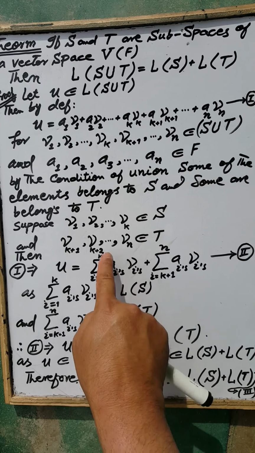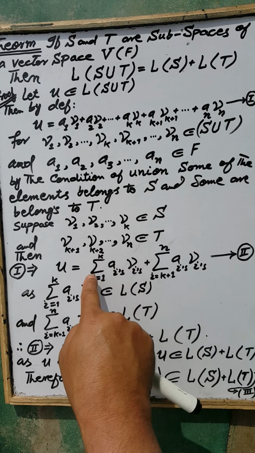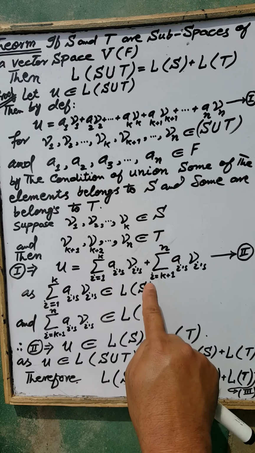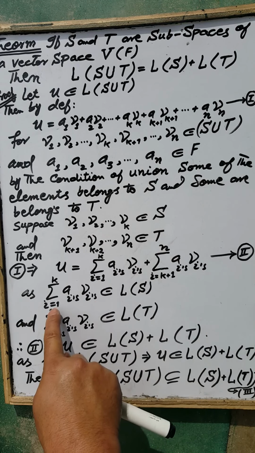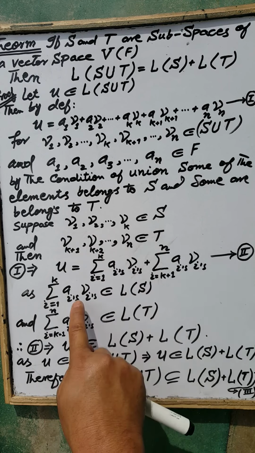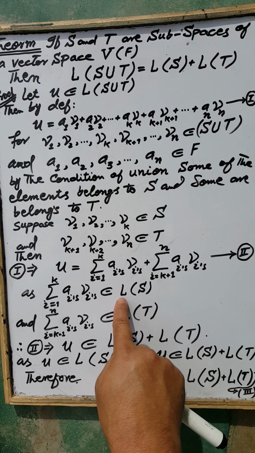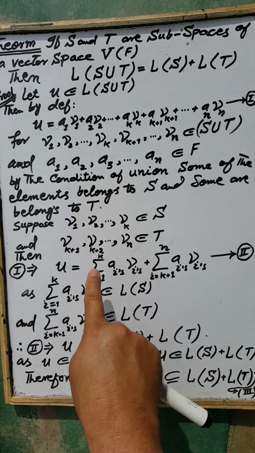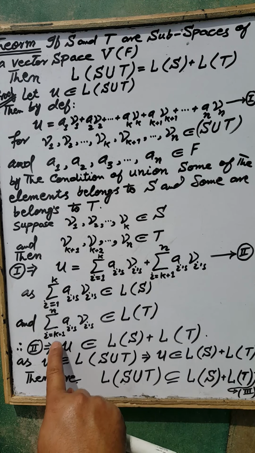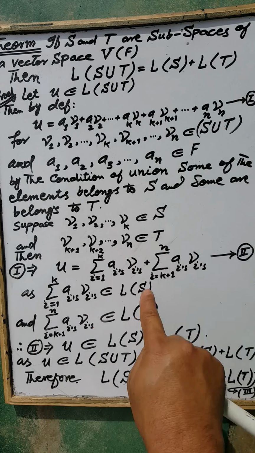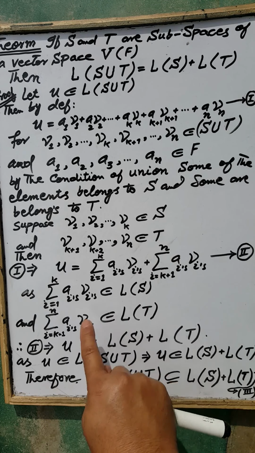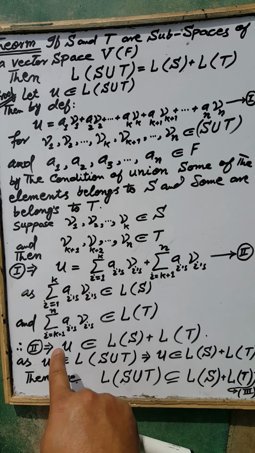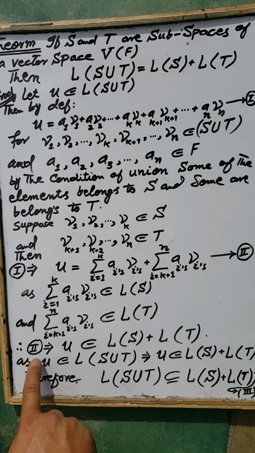Now the linear combination of the elements of the set S from 1 up to k is an element of the linear spanning set of the set S, and the linear combination of the elements from vk plus 1 up to vn is an element of the linear spanning set of the set T. That is equation second.